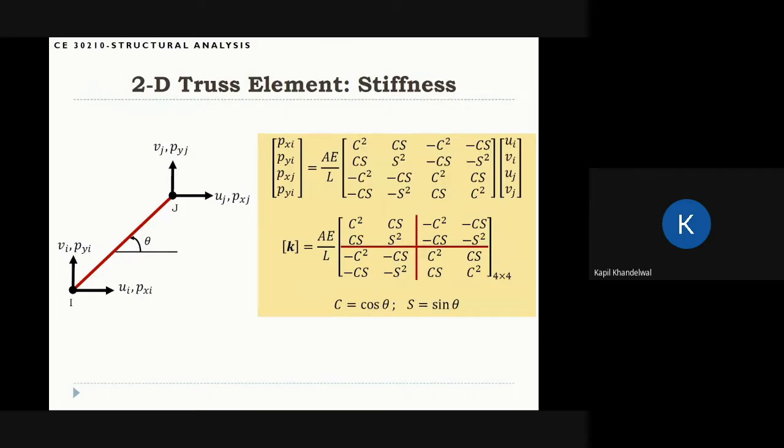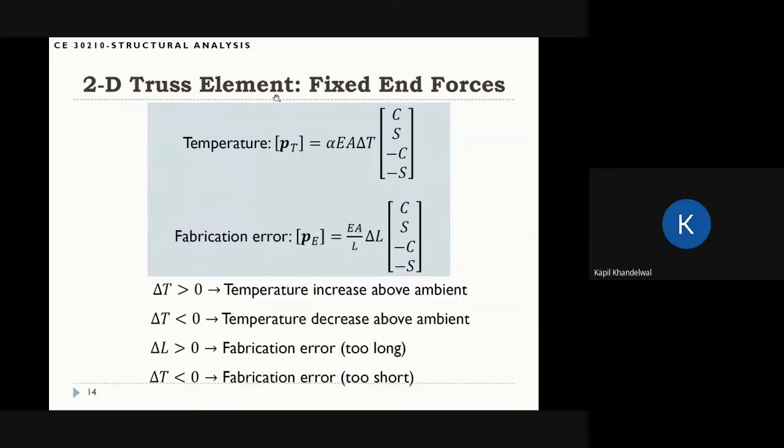We also considered temperature and fabrication error in 2D truss elements. And these are the temperature and fabrication error force vectors. These are the fixed end forces that we have to add if temperature or fabrication error is present. Make sure that you follow the right sign convention. Delta T is greater than 0 if the temperature is increasing above the ambient, and less than 0 if the temperature decreases below ambient. Sorry, it should be decreased below. There's a typo here, I'll fix it. And delta L is greater than 0 if there's a fabrication error of too long, and less than 0 if the fabrication error is too short. So just make sure that you remember the sign convention.